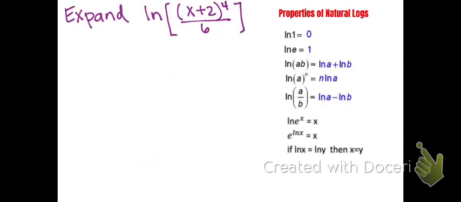Now let's move on to another example. Here we're asked to expand this expression. So we're using the same properties, we're just going to move in the other direction. So we're starting off with a quotient and we're going to change it to subtraction.